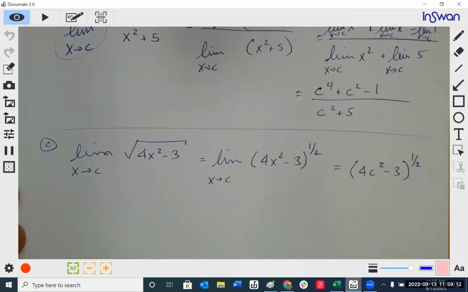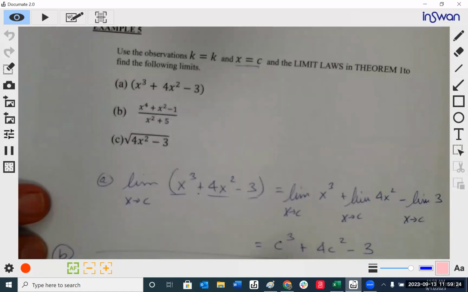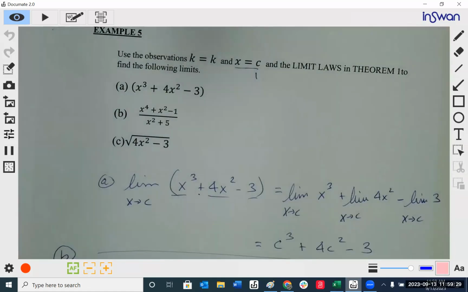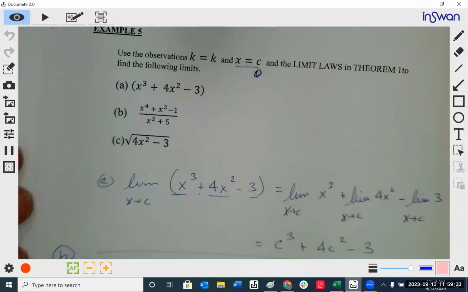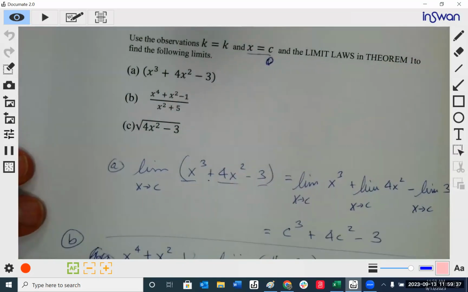Because you replace that with the variable c, unless it's undefined, and then you have to do a little bit of algebra. Well, let's look at these three. Let's say c is 1. Oh, let's do c is 0, to make it easier for us. Do these three as the limit goes to 0.